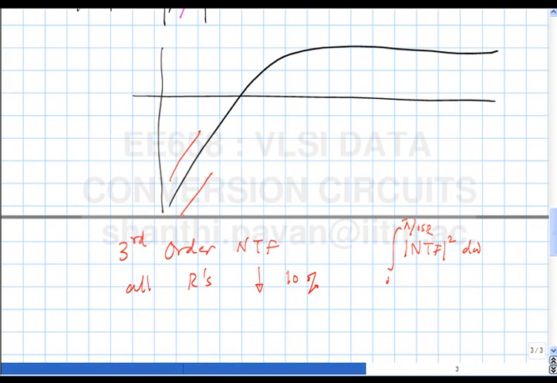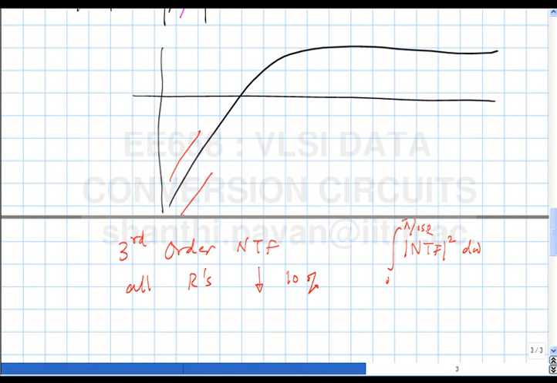The in-band value of the noise transfer function has fallen by how much? What is the in-band gain fallen by? All the R's reduced by 10%, so the loop gain has gone up by, how many integrators are there in a third order NTF? There are 3 integrators, correct? Each integrator gain has gone up by 10%. So approximately the gain of the loop filter at low frequencies has gone up by 30%, right? 1.1 the whole cube. Does this make sense?